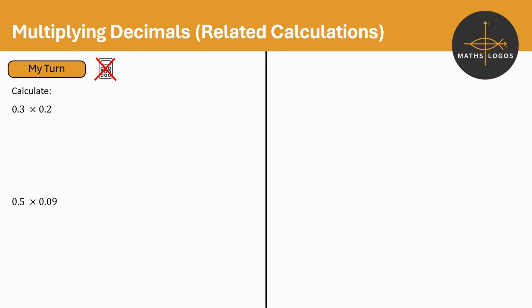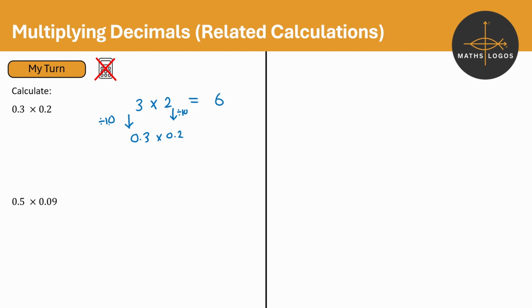In the next example, we've changed both of our numbers. So if we have a look at this calculation, 0.3 multiplied by 0.2, my related calculation, which I know the answer to, is of course 3 multiplied by 2, and that's 6. Let's see what we did to the 3 to get to 0.3. Well, we divided by 10. And to go from 2 to 0.2, I would divide by 10 as well.